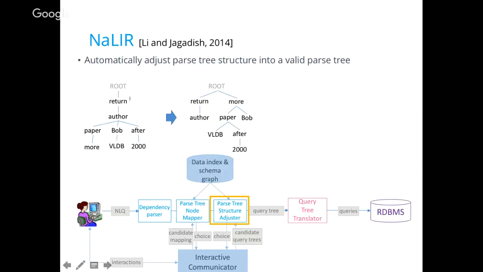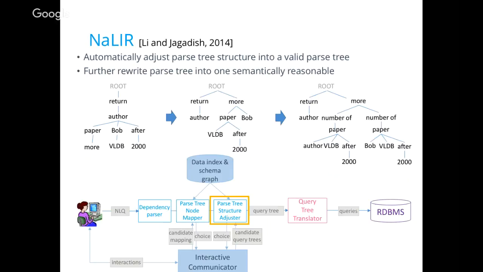Imagine this is a path tree structure that directly comes out of the box. But the system defines some grammar to say what kind of path tree it can handle. So the system is going to look into the path tree returned and try to readjust it so that it becomes a path tree that can be handled by the system. Here, for example, it will move the "more paper" into a different node, and then add the modification of Bob and VRDB as the subtree for "more paper".